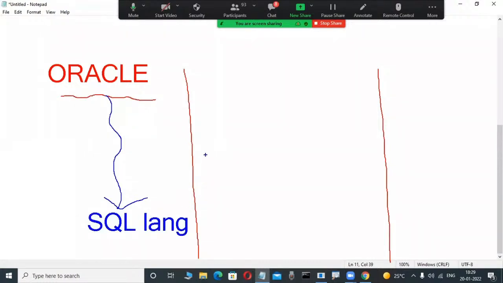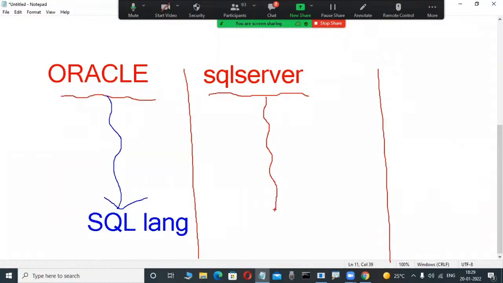Suppose in my company there is another project, which is also a relational database product, from Microsoft. That is SQL Server. Some employees are working on the SQL Server product, which is also a database product like Oracle. To operate SQL Server, they use one language only. That language is SQL.